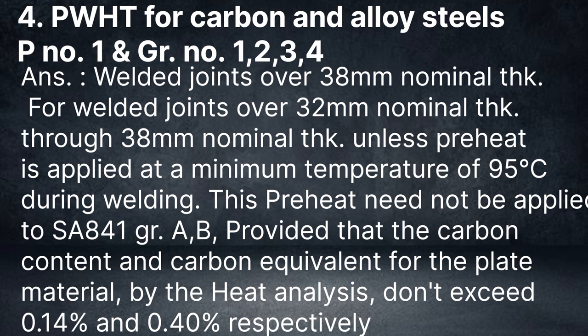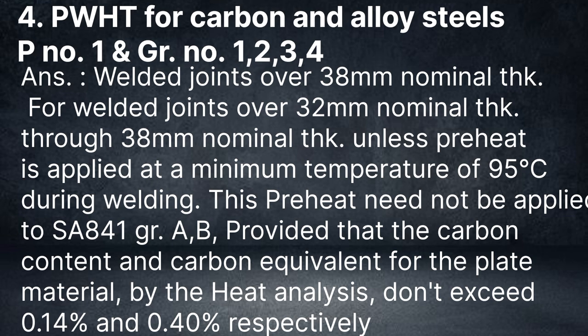The next, for groove welds not over 13 mm in size, or for fillet welds with a throat thickness of 13 mm or less that attach tubes to a tube sheet when the tube diameter does not exceed 50 mm, a preheat of 95 degrees Celsius minimum must be applied when the carbon content of the tube sheet exceeds 0.22%.